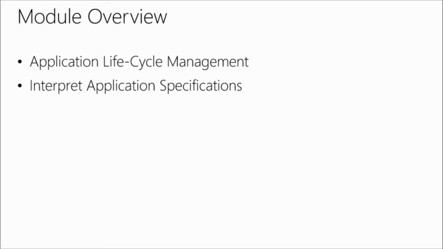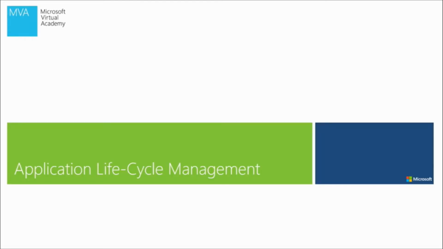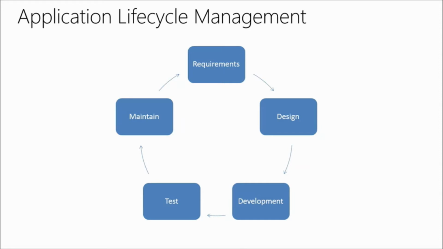These can be as an individual developer, or they can be as you're working in a larger shop, such as, you know, here at Microsoft as a software developer as well. So we'll take a look at the application lifecycle management, and we'll also take a look at how to interpret application specifications. So first of all, application lifecycle management. Again, this is something that is not specific to coding, but it is a process that we use in the industry to help us understand how software is created and how we go through the implementation, designing, testing it, deploying, and managing it.